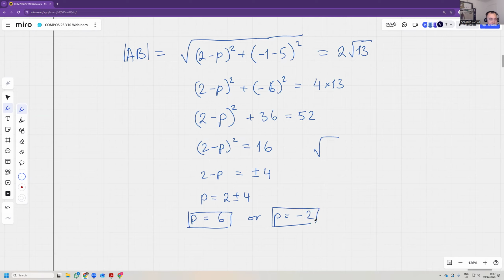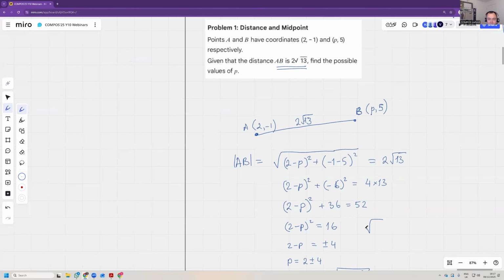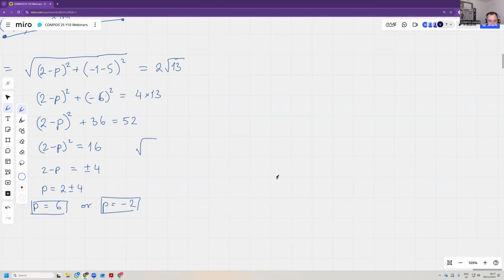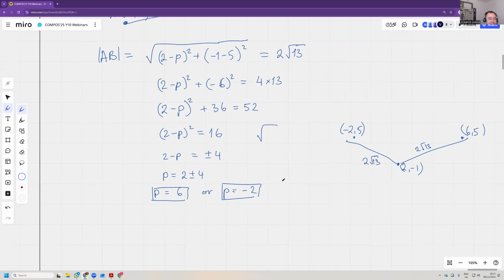So there are two possibilities, and that makes perfect sense, because if you think about it, if A is (2, -1), and then this one is (6, 5) and this is (-2, 5), this distance is 2 root 13, and this distance is 2 root 13. So they're both equally possible.